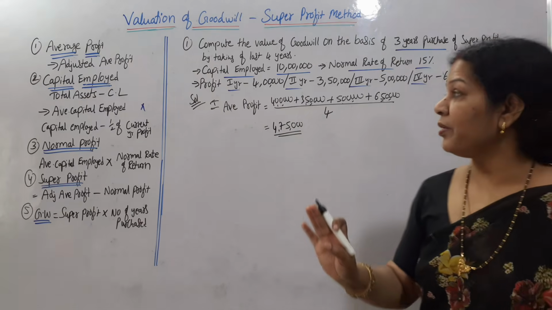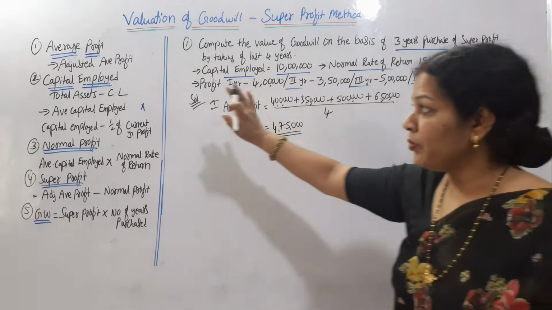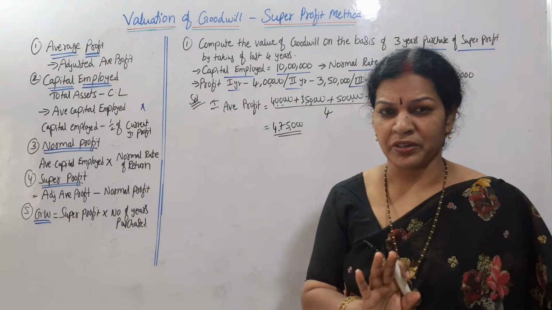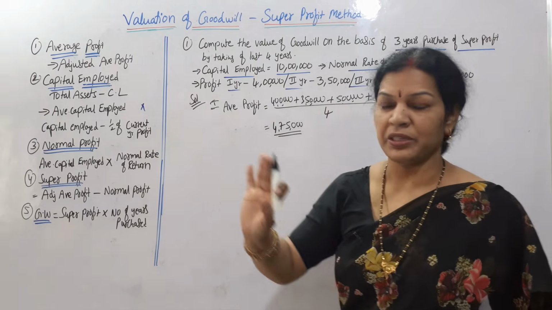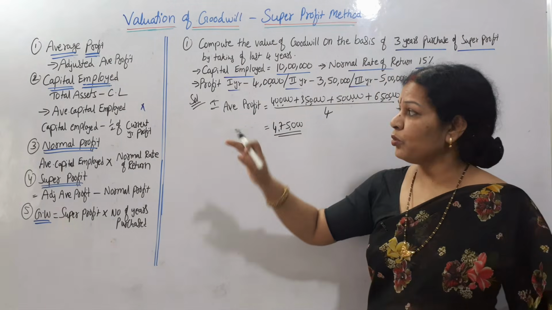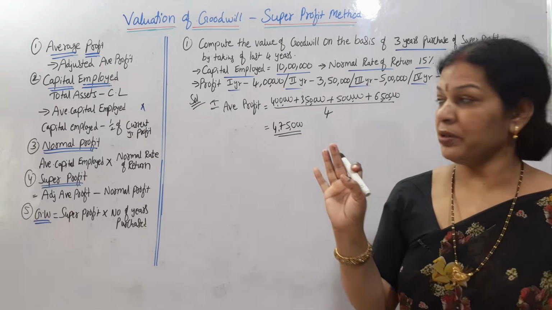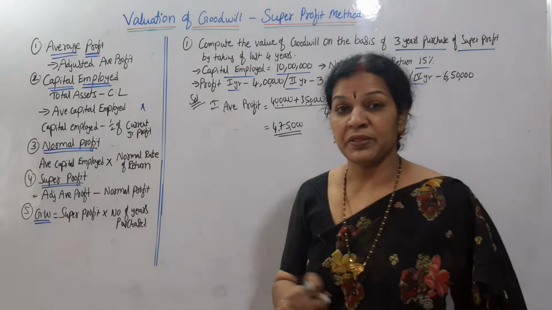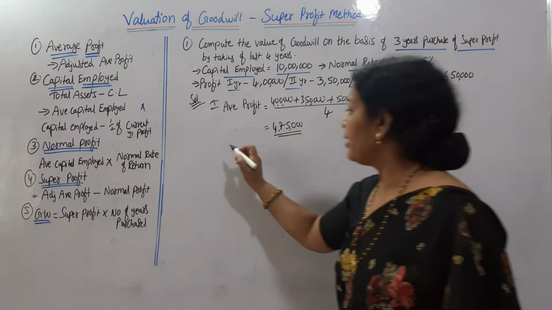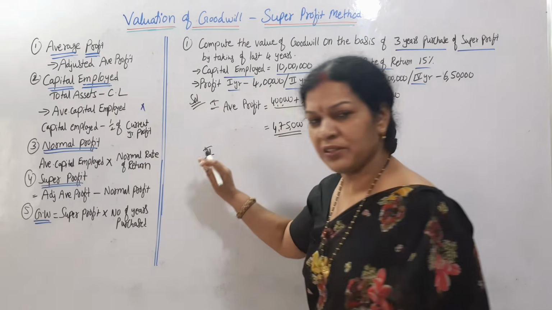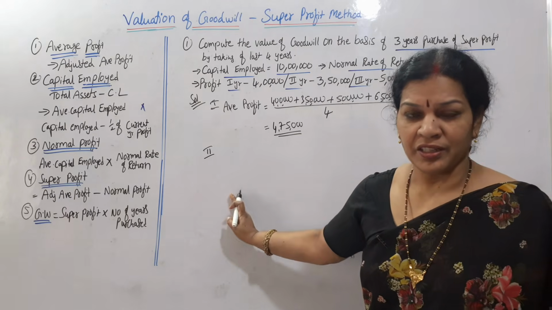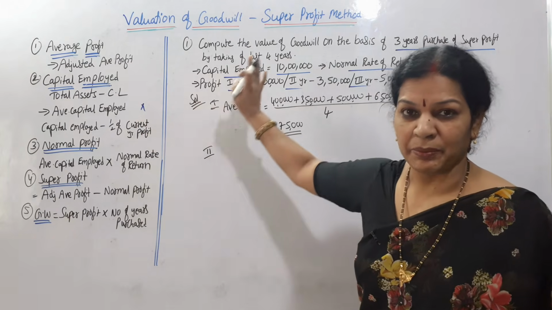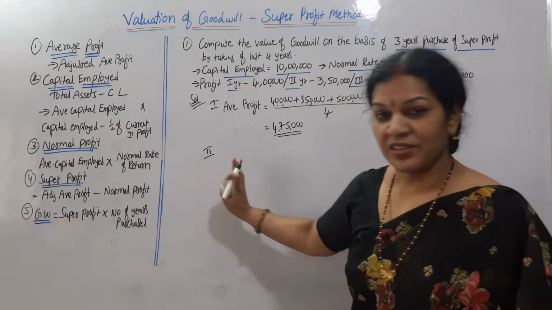After that, capital employed is already given, so we need not calculate the capital employed. And average capital employed is also not required, because total assets, current liabilities, nothing is given here. So you can take directly the capital employed. Capital employed is already given, so that second step is not required. We are skipping it because capital employed is given. Now this one is the second step.